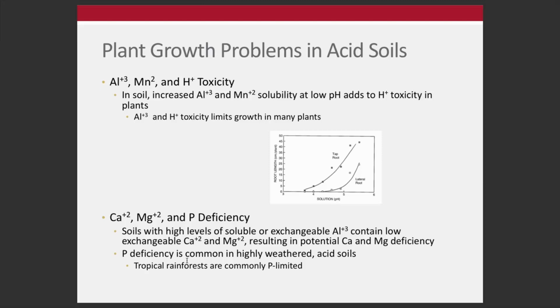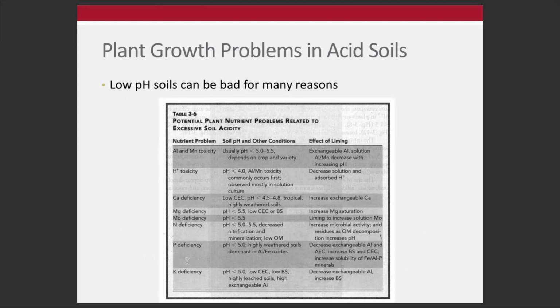Okay, and it's not just aluminum and manganese toxicity. It's not just calcium deficiency, etc. There are a number of different mechanisms that we could cite for why low pH soils can be bad for plants. So lots of reasons. Here's a table that talks about some of these things. Aluminum and manganese toxicity occurs at pHs less than 5 to 5.5, and when we lime, exchangeable aluminum in the solution is going to decrease as pH increases. Hydrogen toxicity occurs at less than 4, so again, we've got to be quite a bit lower, a full 10 or 15 times less than for the mechanisms for aluminum and manganese.